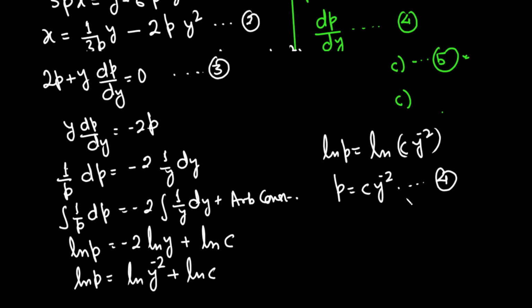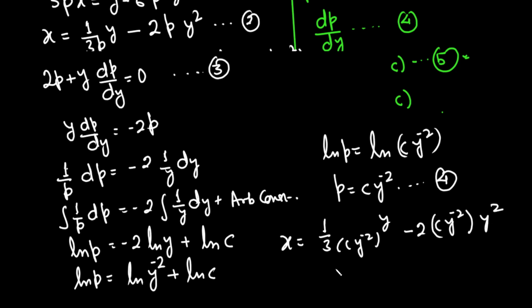We find the solution of the first order and higher degree equation by eliminating p from equation number 2 and equation number 4. In this case, we simply put p equal to c y raised to the power minus 2 in place of p. So in equation number 2, our solution is x equals 1 over 3 times p, which we write as c y raised to the power minus 2, multiplied by y, minus 2 c y raised to the power minus 2 multiplied by y square.